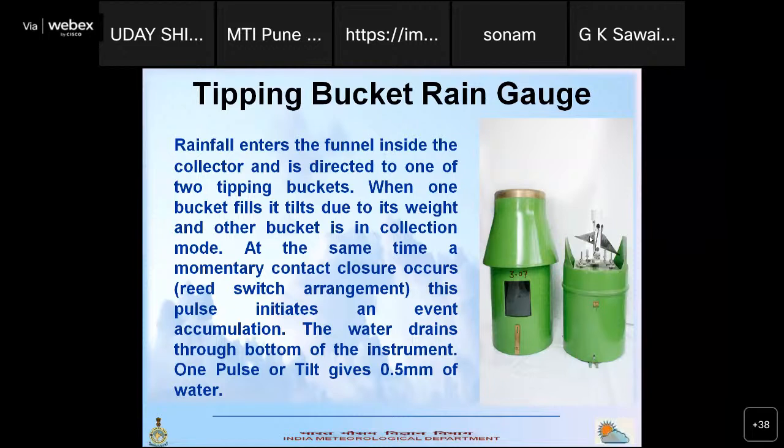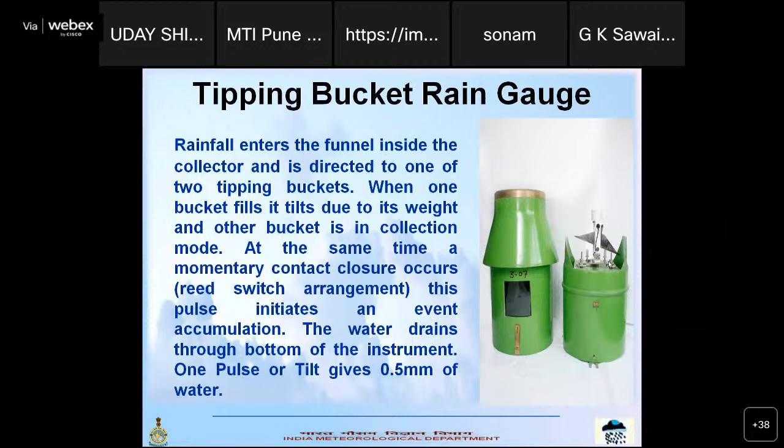After 0.5 mm of water fills the receiving bucket, it will tilt down like this, and the other bucket will be in the receiving position. In this way, a tilting mechanism is there, which is why it is called a tipping bucket rain gauge. One bucket is always in receiving position, and after filling 0.5 mm of water, it tilts and drains out that water, and the other bucket comes into receiving position.